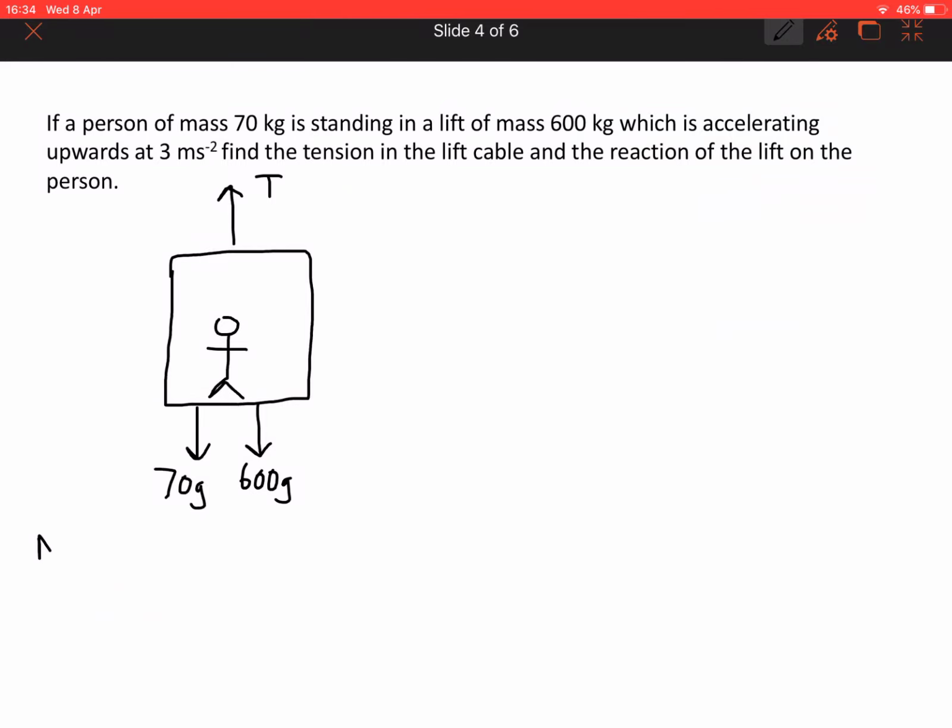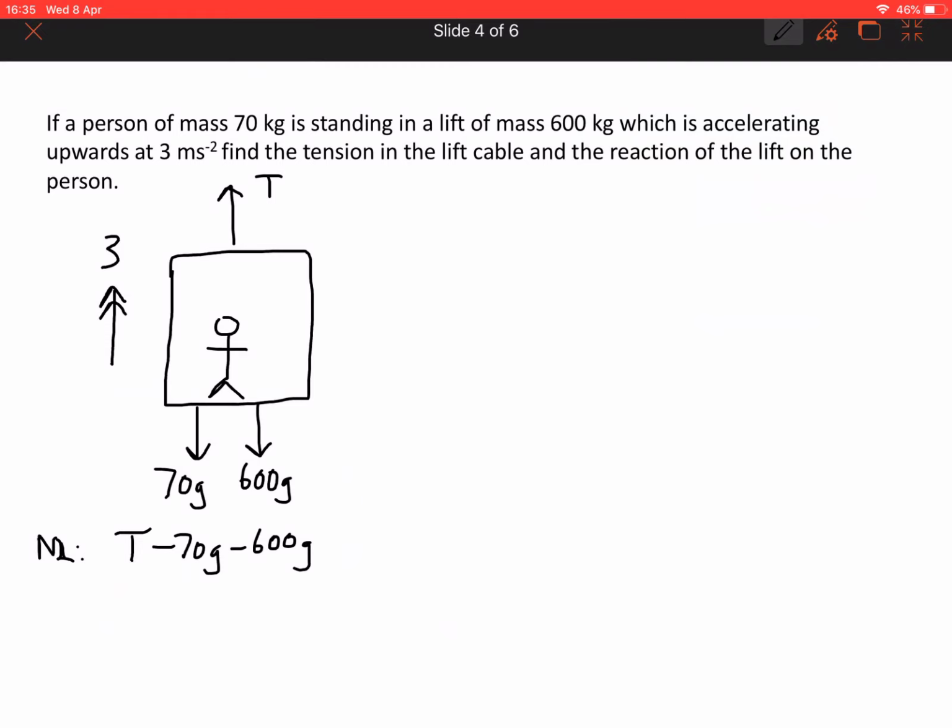So by Newton 2, we are accelerating upwards at 3 meters per second squared. So Newton 2, the resultant force is the mass times the acceleration. We're accelerating upwards, so the resultant force upwards is T, the only force upwards. I've then got to take 70g and take 600g because those forces act downwards.